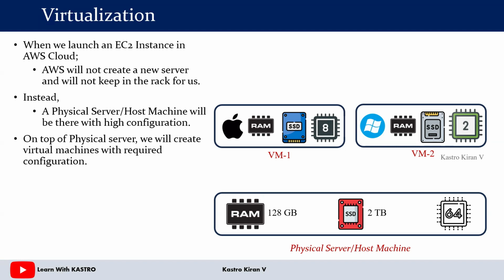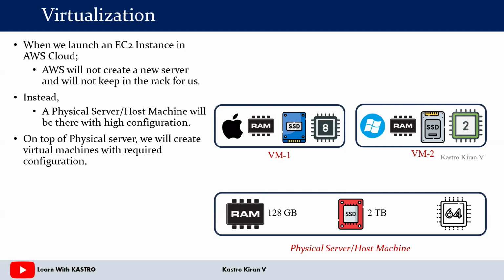So how does it get created? There will be a host machine with the highest possible configuration, as you can see here. On top of the host machine, you can launch multiple instances according to our requirement. Don't worry about how to launch an EC2 instance or how to select the configuration. All these things I'll be explaining in the upcoming videos. Here I am just focusing on the concept of virtualization. So you have the host machine, and on top of it you can create multiple EC2 instances according to your required configuration.